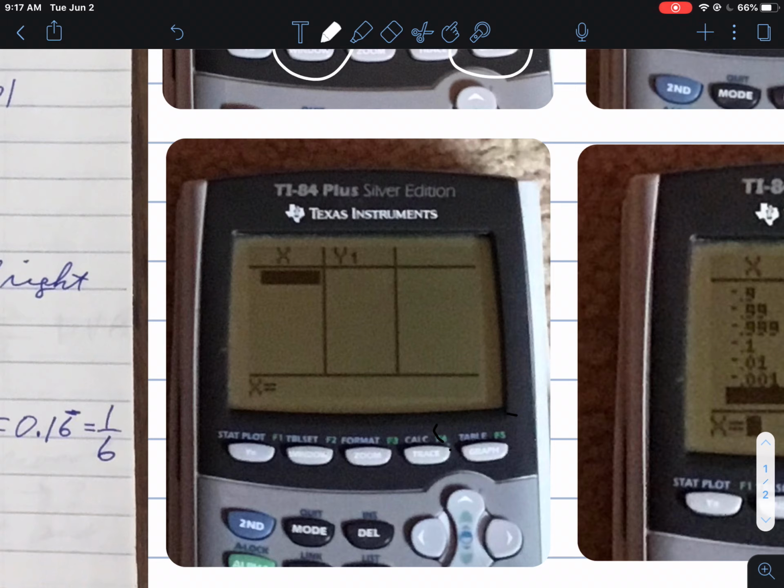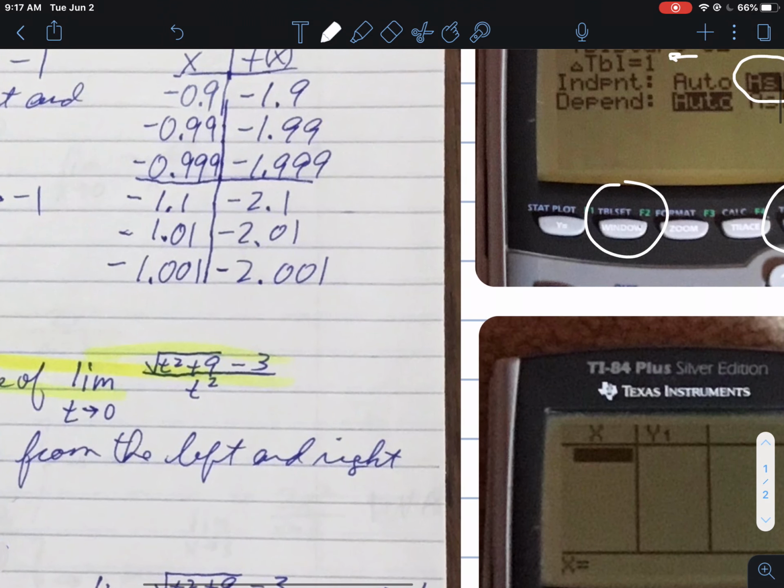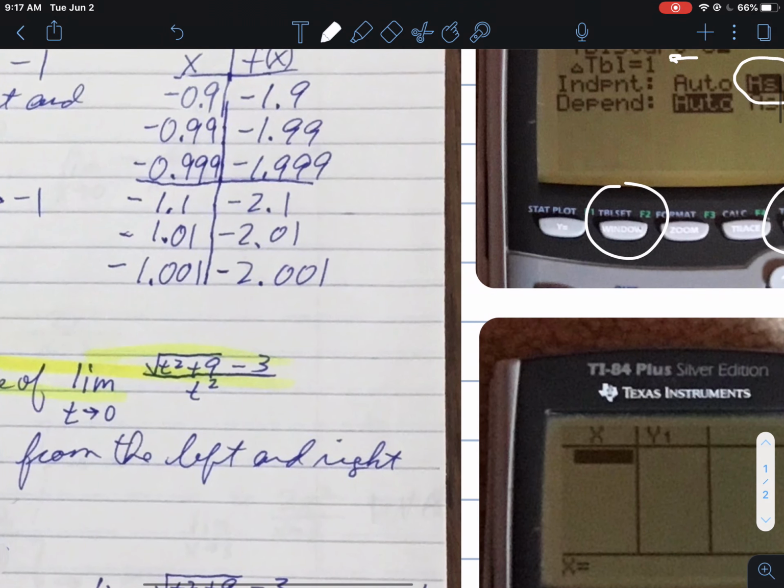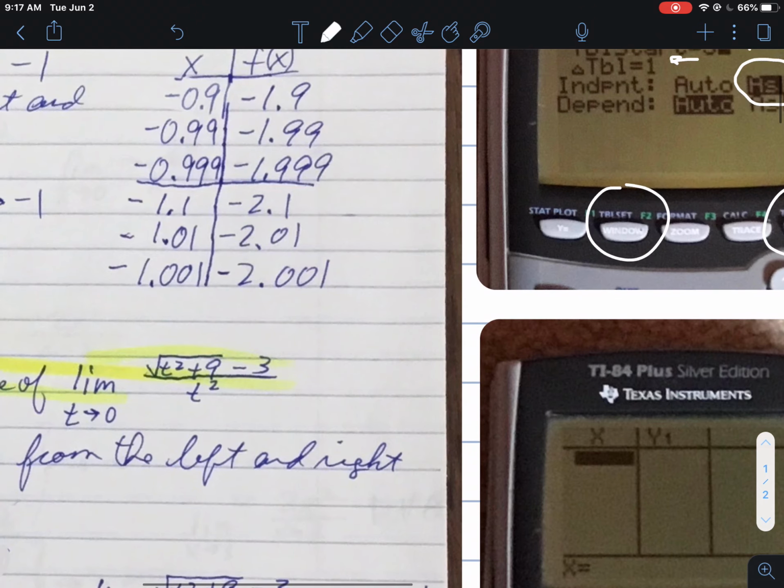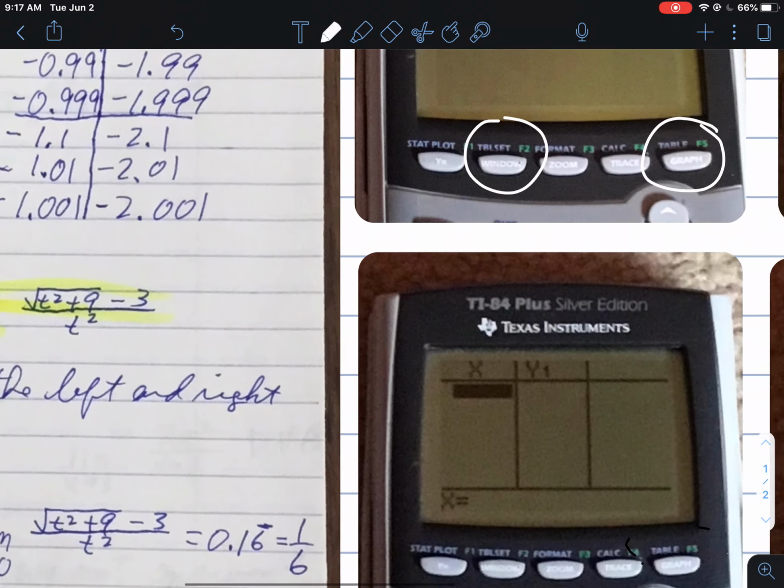From this point forward, you're simply going to type in the numbers that you want in place of x. So on our chart, since we're using negative 0.9, negative 0.99, and so on, negative 0.1, 1.1, 1.01, and so forth, you're just going to type those in.